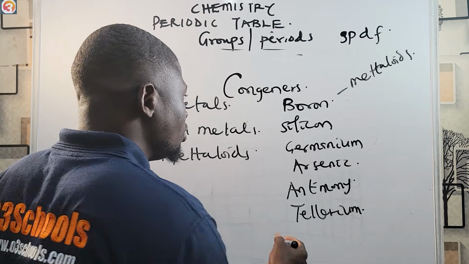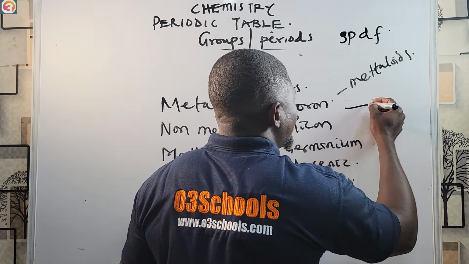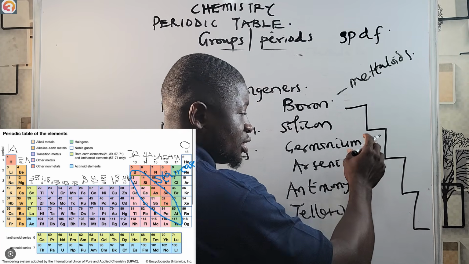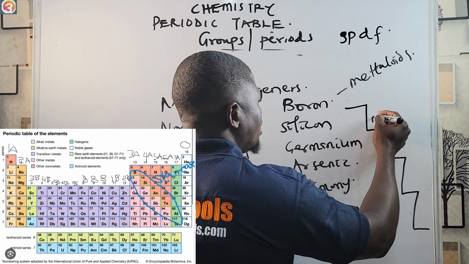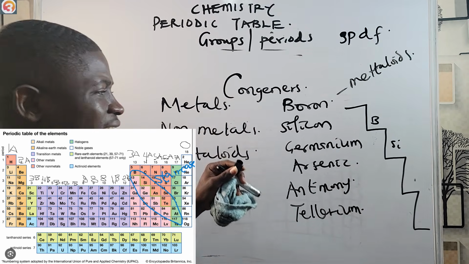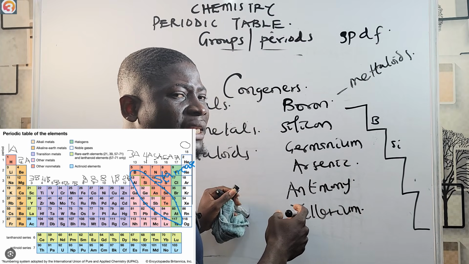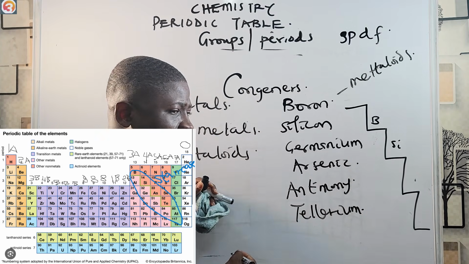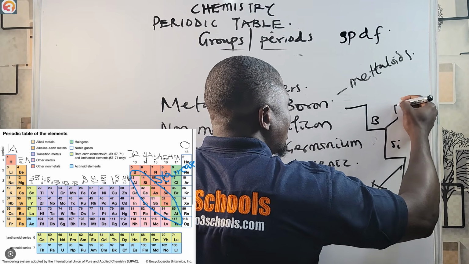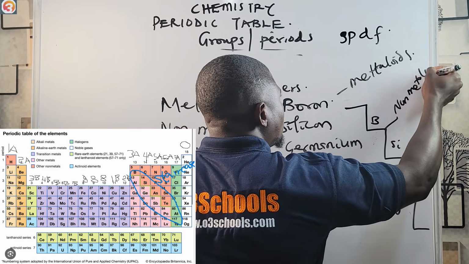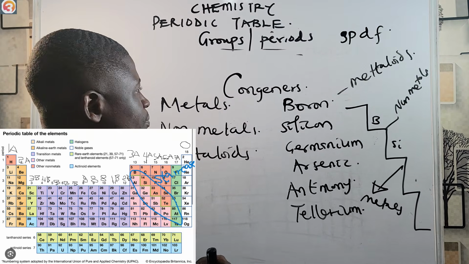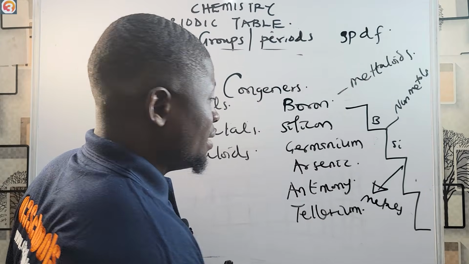So the staircase looks something like this. You have boron somewhere, you have silicon, arsenic, antimony, and so on. This staircase is what separates metals from non-metals in the periodic table. To the left of this staircase are metals, while to the right are non-metals. That is what you need to know about that.